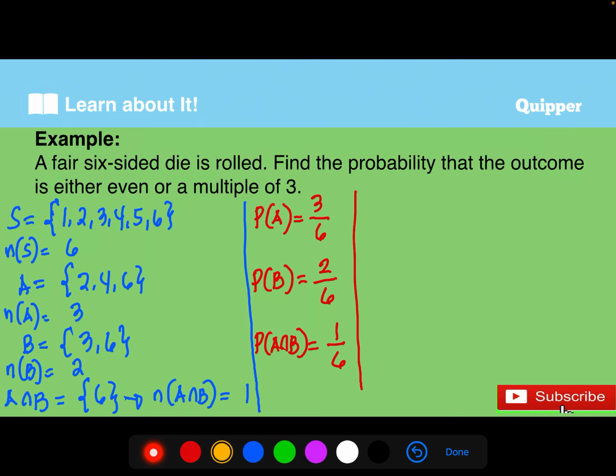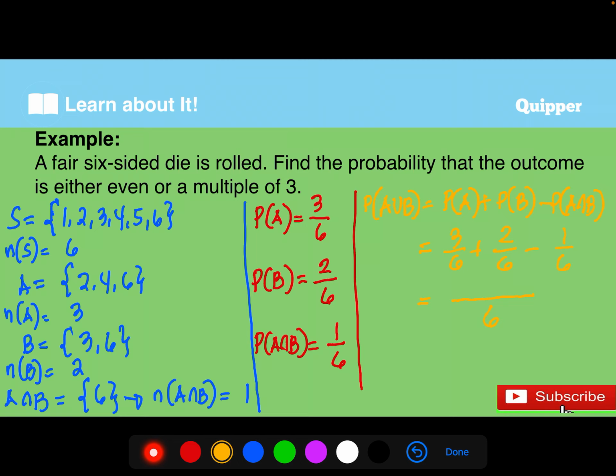Then we can now use the formula for finding the probability of A union B, which is the probability of A plus the probability of B minus the probability of the intersection. Substituting, we have P of A is 3 over 6 plus P of B is 2 over 6. Then P of the intersection is 1 out of 6. As we observe, the fractions are similar fractions, so it's easy for us to add and subtract these fractions.